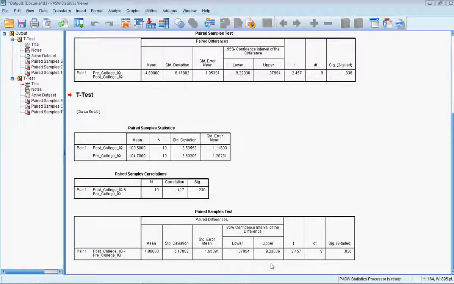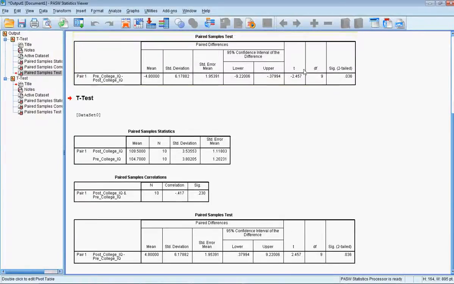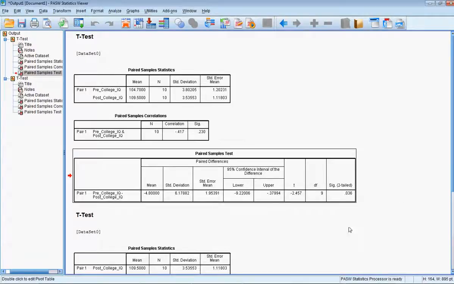You can do the same thing if the means are different, but you just interpret it backwards. So getting back up here to when pre-college IQ was mean 1 and post-college IQ was mean 2, it's telling us that the upper limit we'd see is pre-college IQ scores being 0.38 points lower than post-college IQ scores, and the lower limit is pre-college IQ scores being 9.22 points lower than post-college IQ. And either way you do it, whichever one is mean 1, whichever one is mean 2, the true difference between means is likely somewhere between these two values. We just don't know exactly what it is. We're 95% certain it's somewhere between these two values.